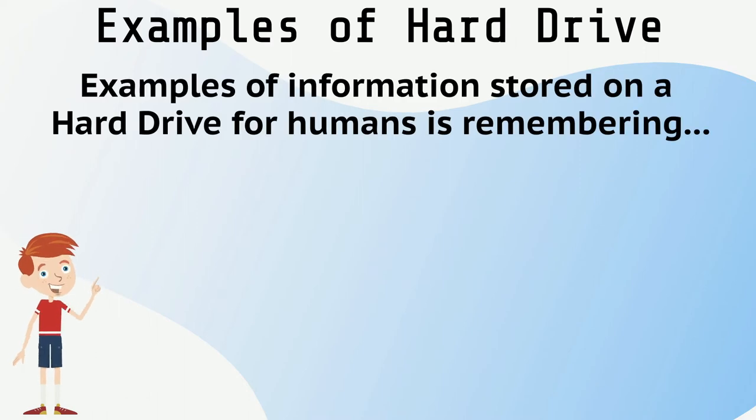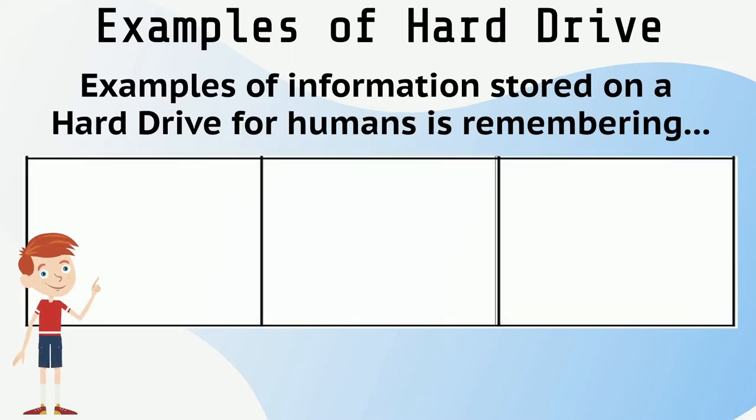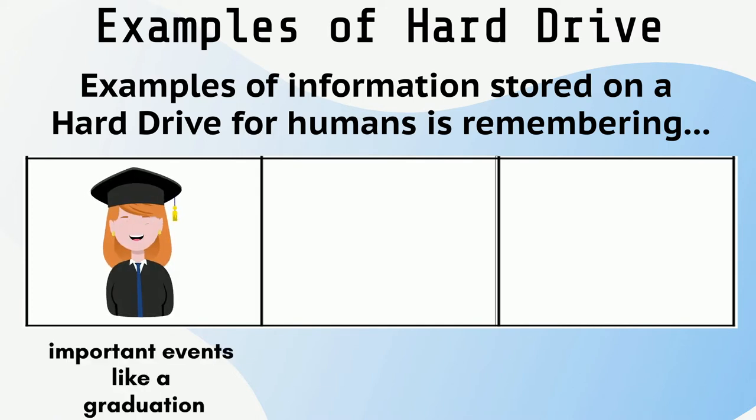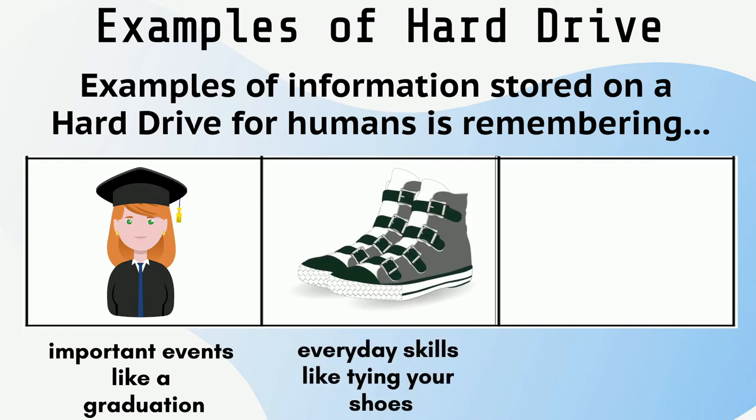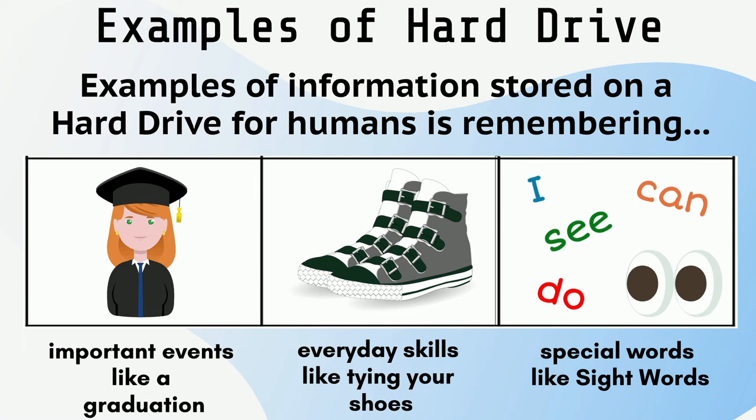Here is an example of information stored on a hard drive for humans. Remembering important events like a graduation. Remembering everyday skills like tying your shoes. Or remembering special words like sight words.